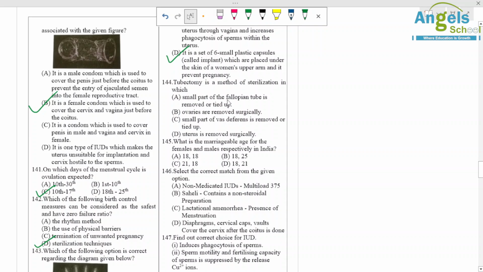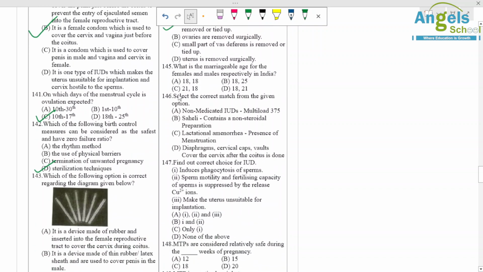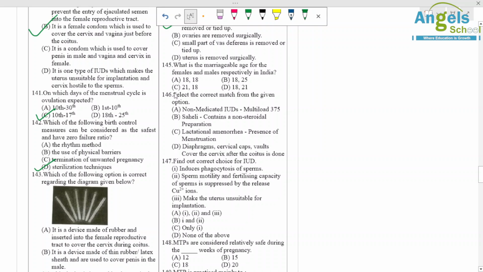Okay, question number 144. Tubectomy is a method of sterilization in which a small part of the fallopian tube is removed and tied up. So the first one is the correct option. What is the marriageable age for female and male? For female it's 18 years and for male it's 21 years. So option D is correct.